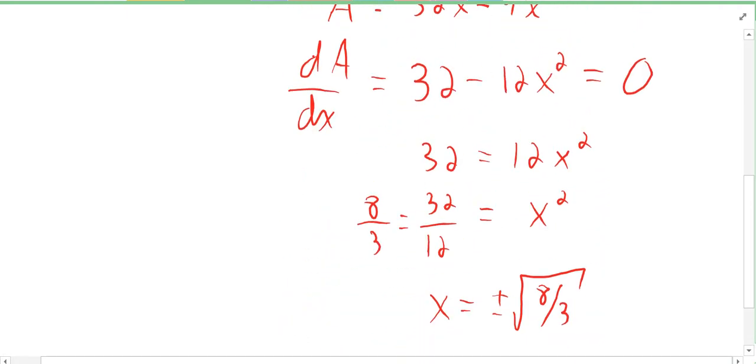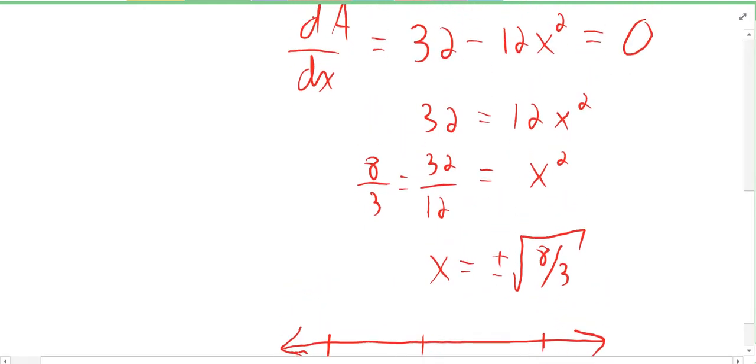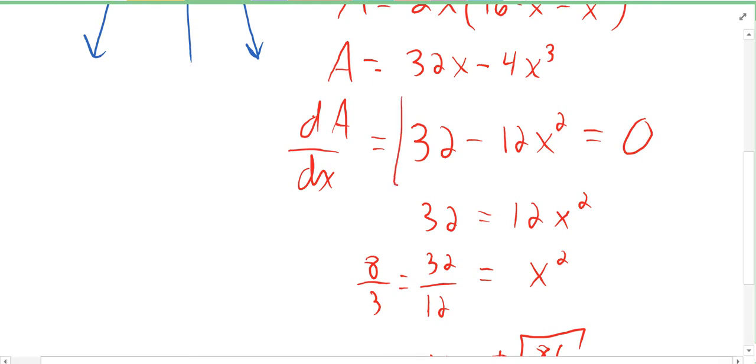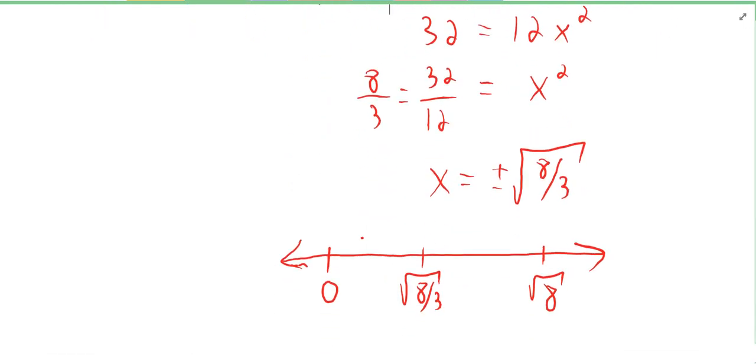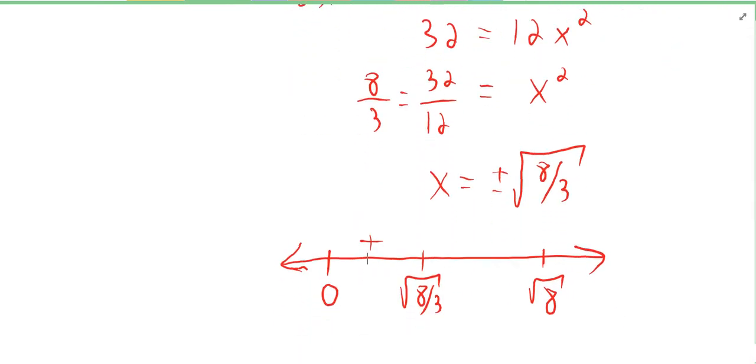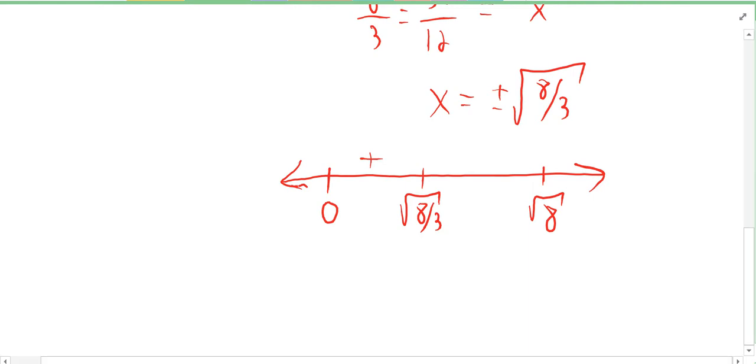Okay? Not crazy important because, I mean, hopefully you know what this derivative looks like. That's a parabola opening downward, right? Negative 12x squared. So if you plug in a small x value, like 0.000001, then the derivative is going to be positive because you get 32 minus a small value. So that means it's positive on this interval. If you plug in a big x value, like 2, then you're going to get 32 minus 48, which is negative. Okay? Which means that root 8 thirds is the x value that maximizes this rectangle.